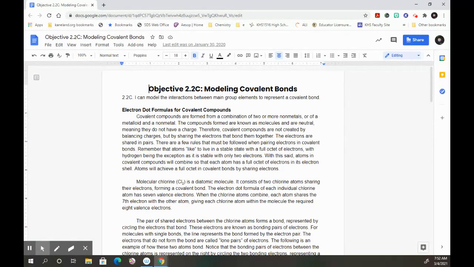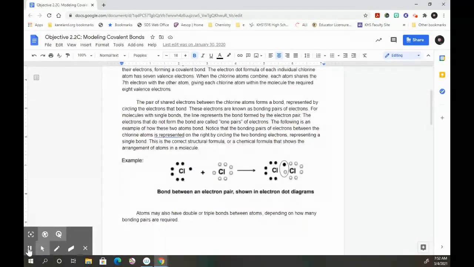So we've already done 2.2b on modeling ionic bonds, and you should remember that for ionic bonds, electrons are transferred from one element to another. So we show that with arrows showing the movement of electrons. Covalent bonds are different in that the electrons are shared between two atoms. So in modeling covalent bonds, we're going to show that the electrons are shared by using circles around the electrons.